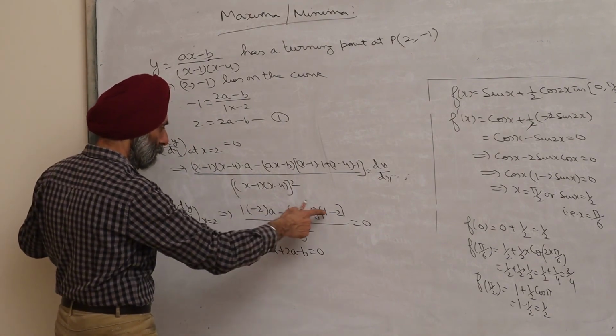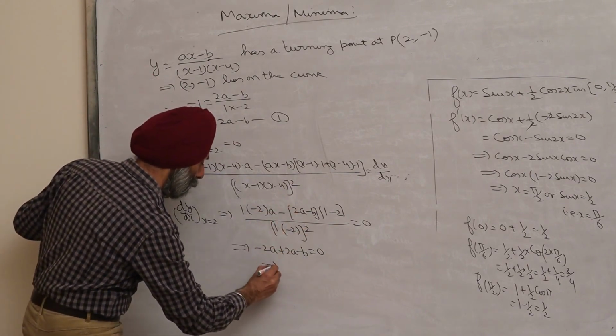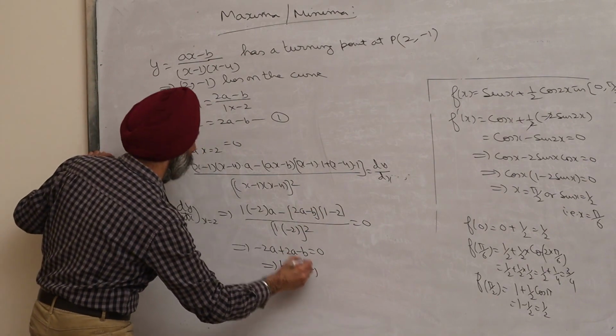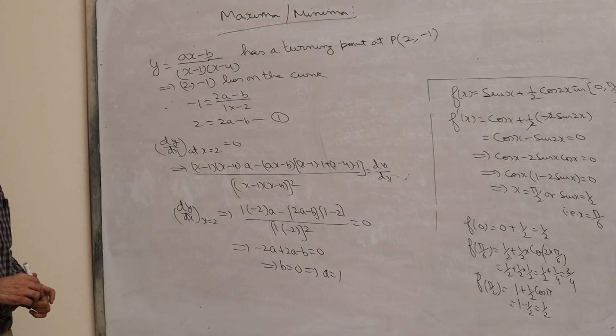So this implies that minus 2a plus 2a minus b equals 0. So this implies b equals 0. b equals 0 implies, from the first relation, a equals 1. So we have the values of a and b.